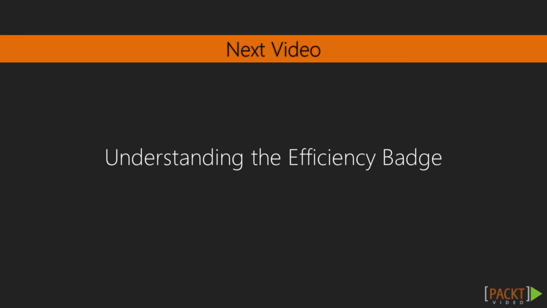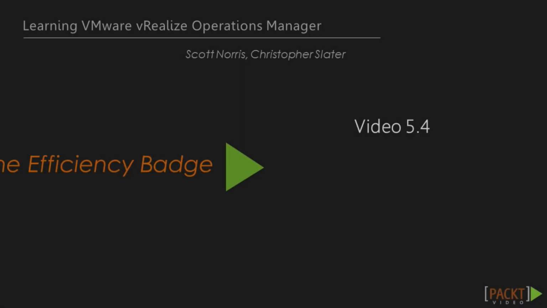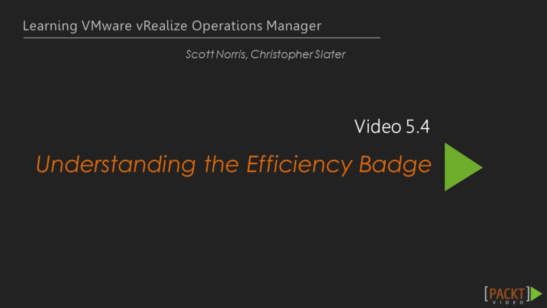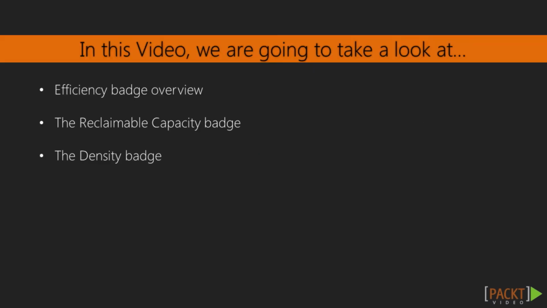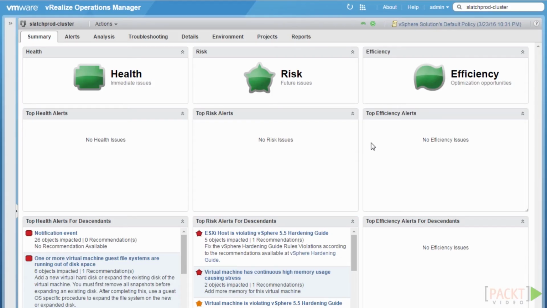Next, in our final video on badges, we'll cover off the efficiency badge and its associated minor badges, reclaimable capacity and density. In this final video in the series of badges, we'll be going through and understanding the efficiency badge. We'll be covering off the efficiency badge overview and its associated minor badges, including the reclaimable capacity badge and the density badge.